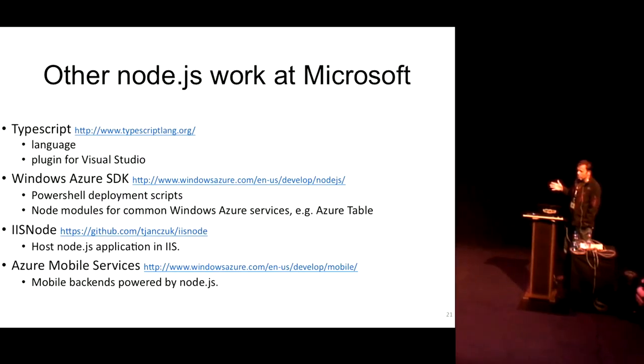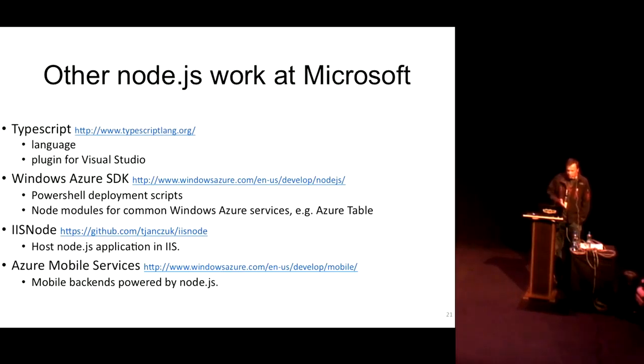There's a plugin for Visual Studio which allows you to, if you like it, right? Because some people actually like a regular text editor, like Sublime. But some people like a little bit more tooling, like code assist, refactoring, all this. So it's there. There's the Windows Azure SDK, which contains PowerShell deployment scripts. We heavily use this one. This is a critical part. It also comes with some Node modules for Windows Azure services like Azure Table.